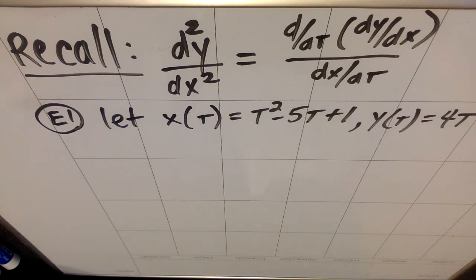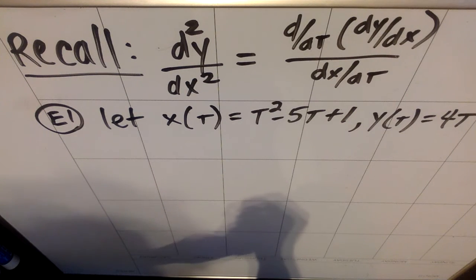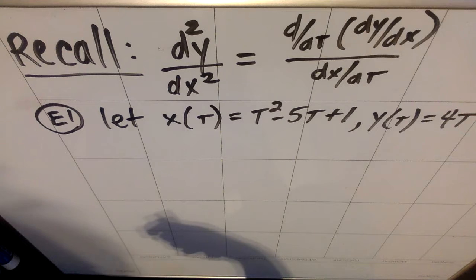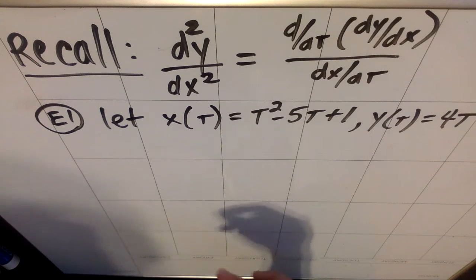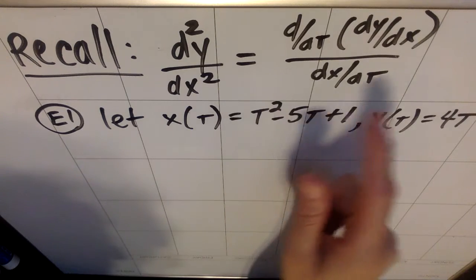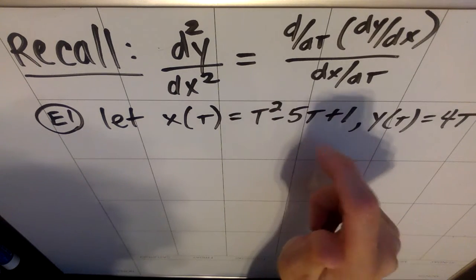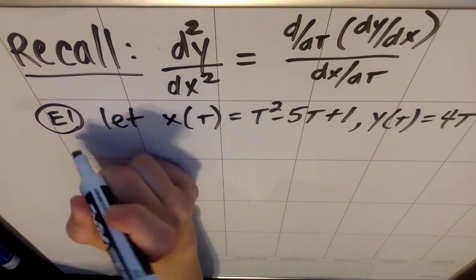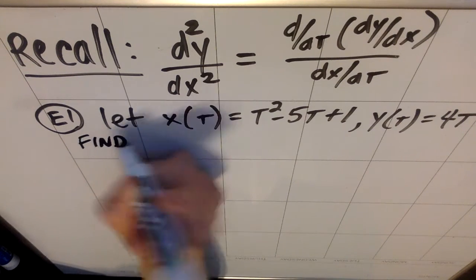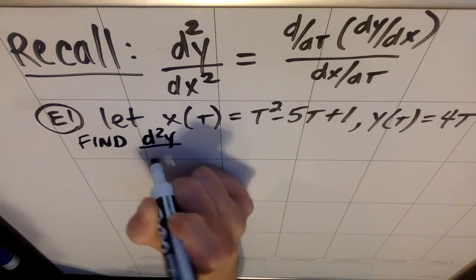Let's walk through example 1 of finding a second derivative. So recall that d squared y dx squared for a parametric system of equations is d/dt of your first derivative, dy/dx, divided by dx/dt. What we're going to do in example 1, even though I didn't expressly ask you to do it, is find d squared y dx squared.